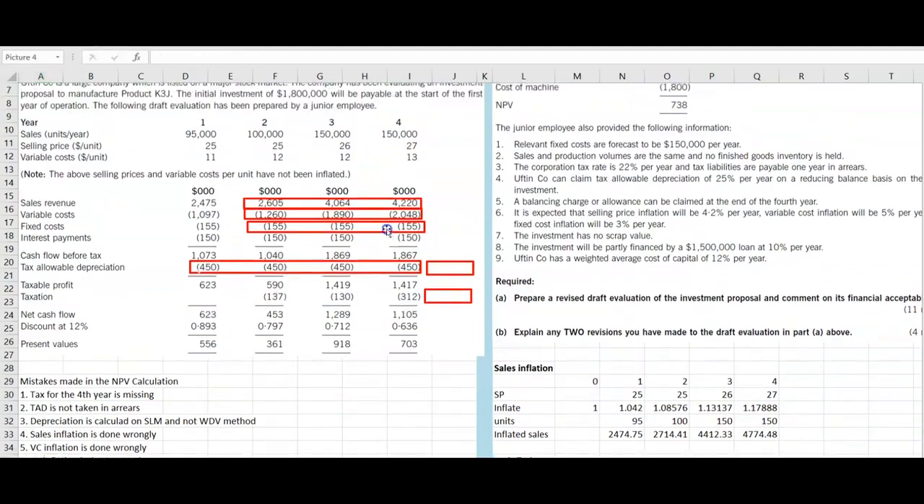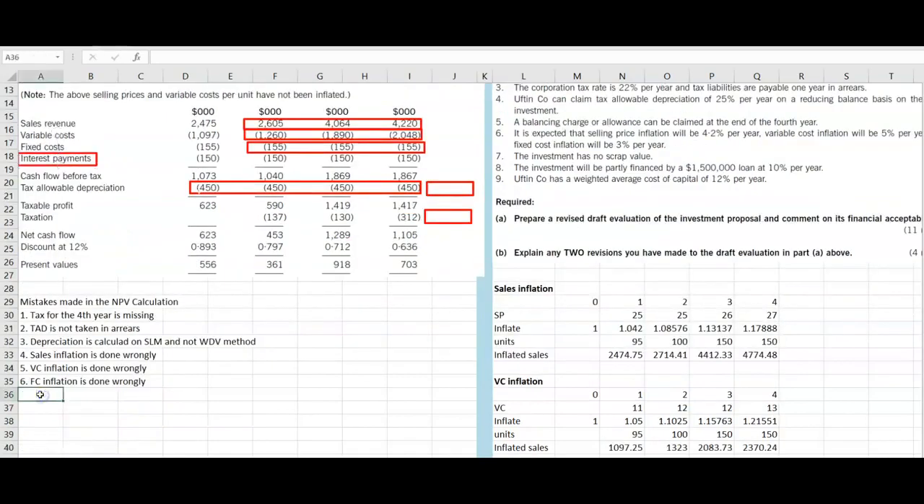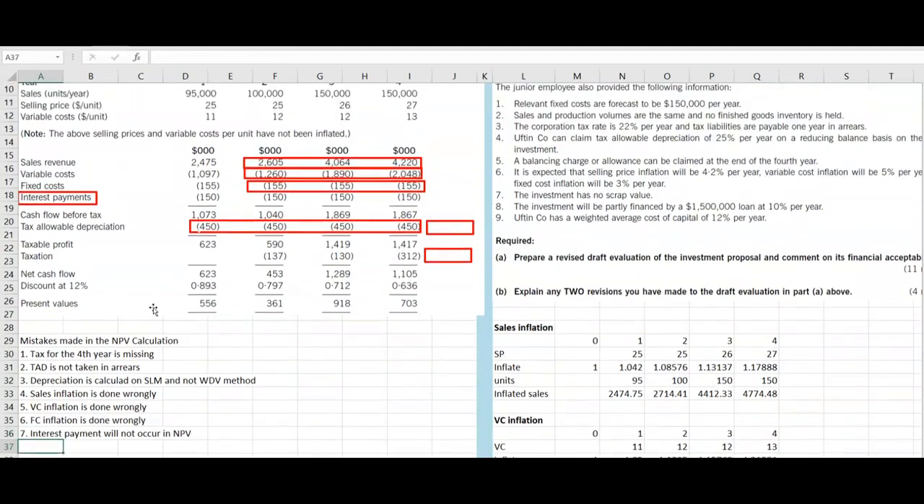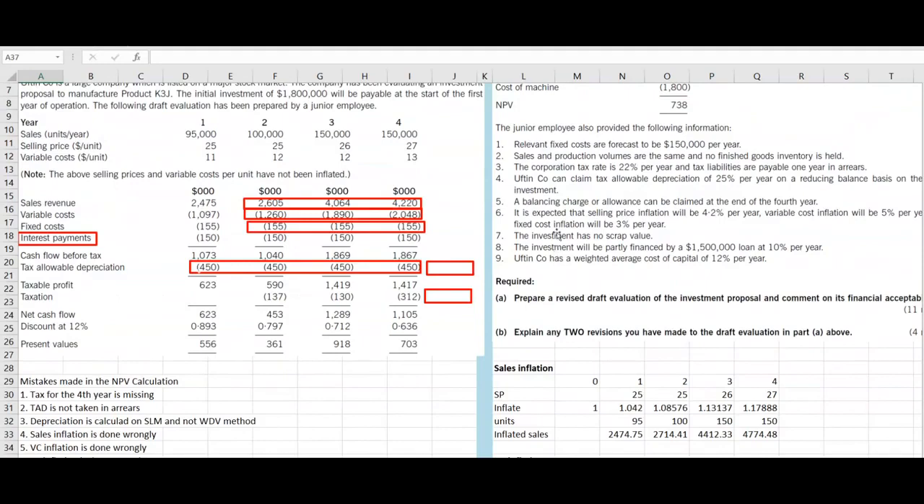Interest payments will not come in NPV calculations because inflation and interest payments are taken as the discount factor, so they will not come, but it's wrongly done here. Interest payment will not occur in NPV. Okay, so again that is another wrong thing. That is the seventh one wrong.